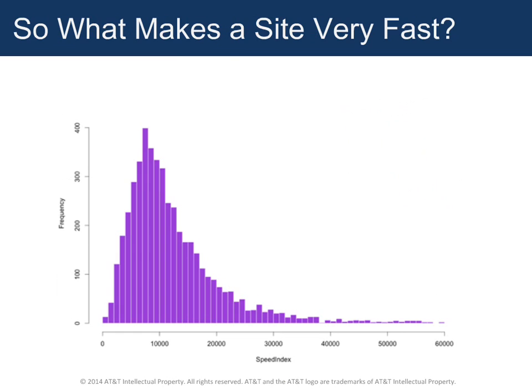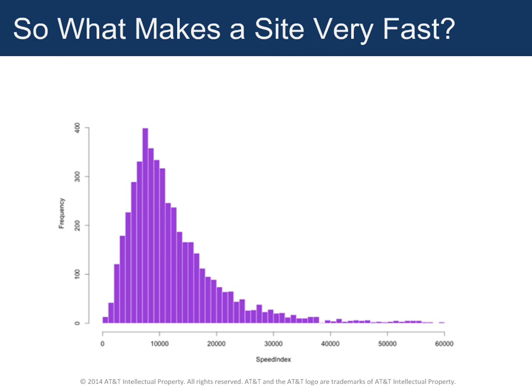So we'll move on. What makes a site really fast? This is showing the breakdown of speed index on mobile sites. This is the count of sites. You can see that we kind of peak somewhere around 8,500 to 9,000 speed index.